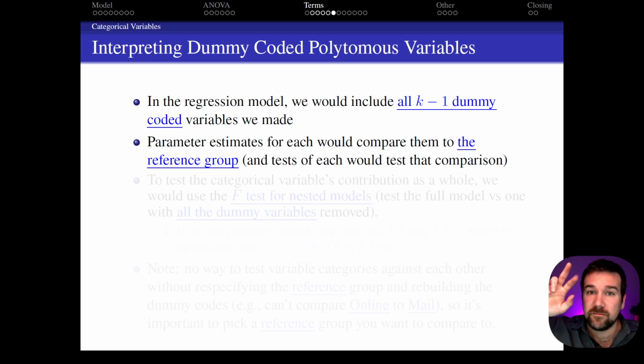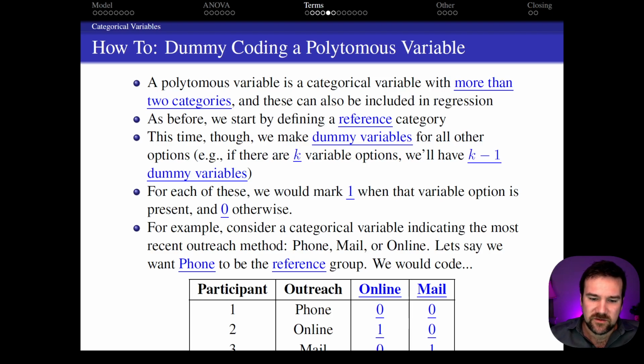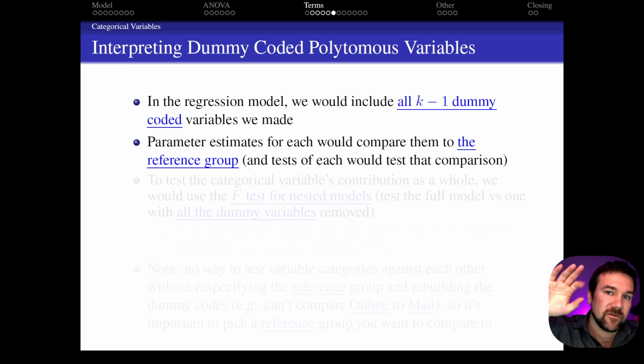The beta for mail is testing mail versus the reference category, which was, wait, what was the reference category? I'm getting confused. Yeah, phone was the reference category. So the beta for mail would be testing mail versus phone. So the magnitude would be, on average, how different is mail versus phone in terms of whatever Y is, say, amount of sales. And then a test of significance would say, is mail statistically significantly different than phone? The online, the same thing. It would be the average difference between online and the reference category, phone, and then a test would test, is online significantly different than phone?